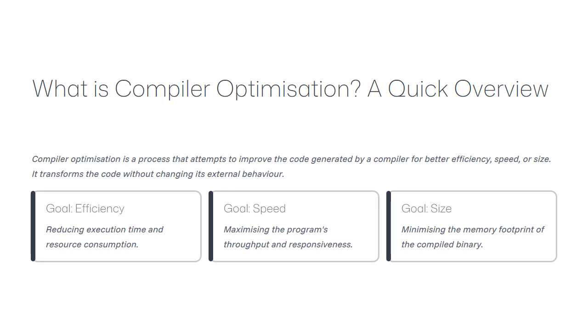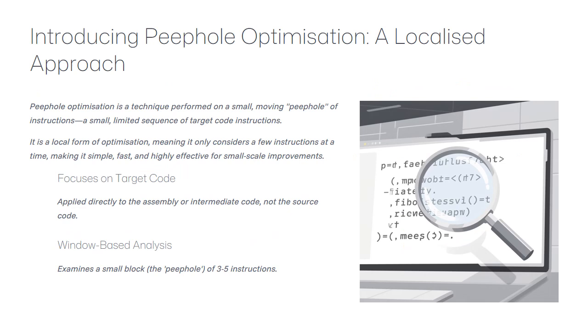Goal: efficiency, using execution time and resource consumption. Goal: speed, maximizing the program's throughput and responsiveness. Let's suppose the goal is size, minimizing the memory footprint of the compiled binary.